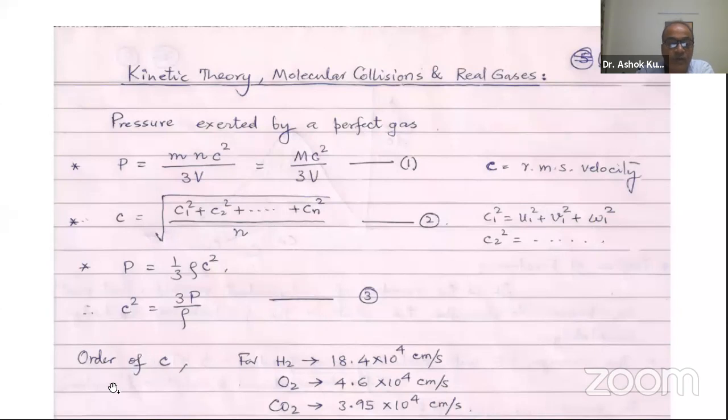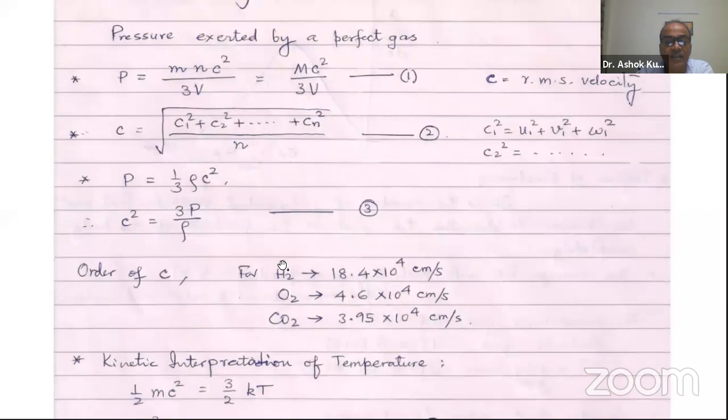Okay, so now just an idea of the order of C, that means root mean square velocity. For hydrogen, it is 18.4 into 10 power 4 centimeter per second, if we put all the values. For oxygen, it is 4.6 into 10 power 4 centimeter per second, and for carbon dioxide it is 3.95, that is about 4 into 10 to the power 4 centimeter per second.